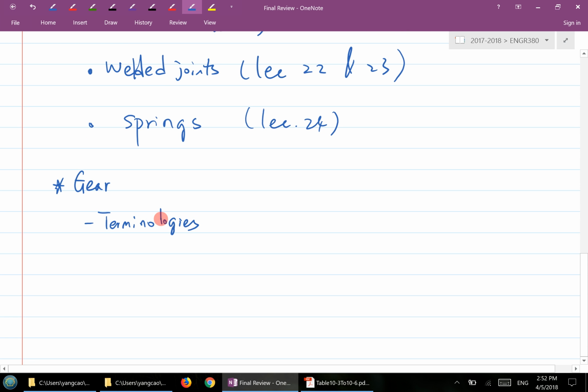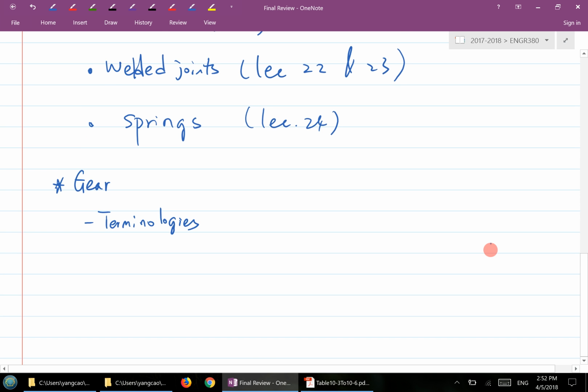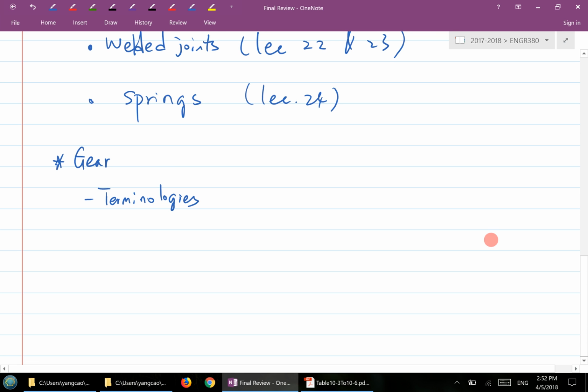I need you to be very comfortable in communicating with other people using appropriate terminologies for a gear. Different circles, dedendum, base circle, involute, diametral pitch, all of those concepts associated with the gear. You have to be very fluent.